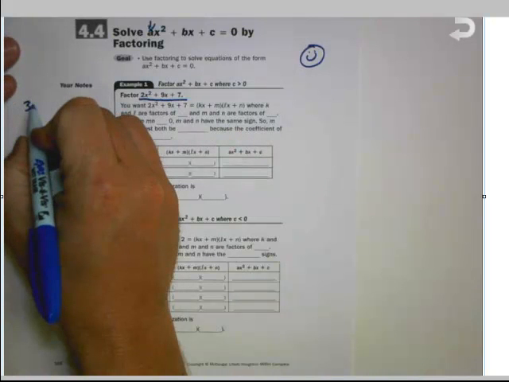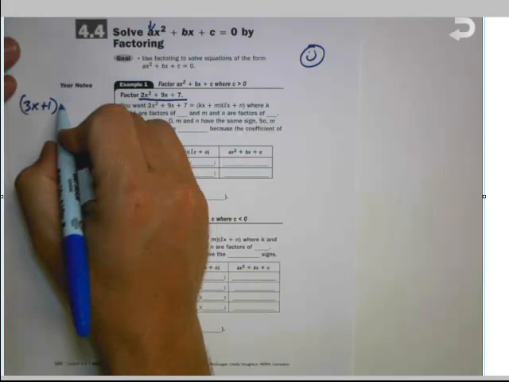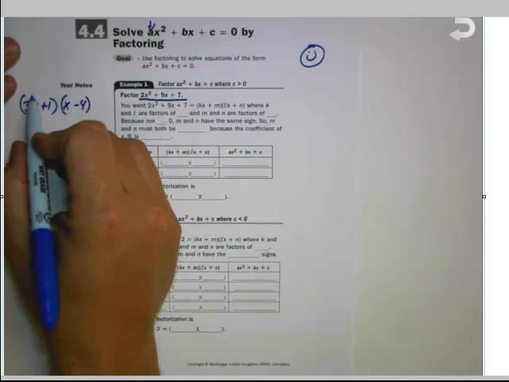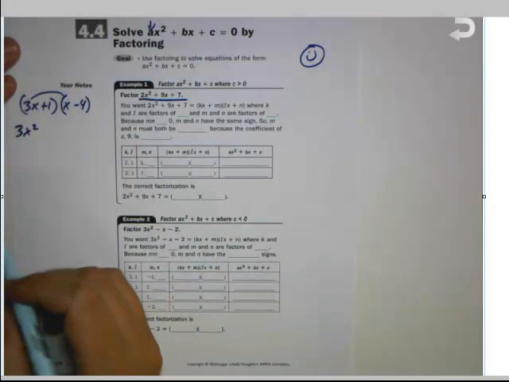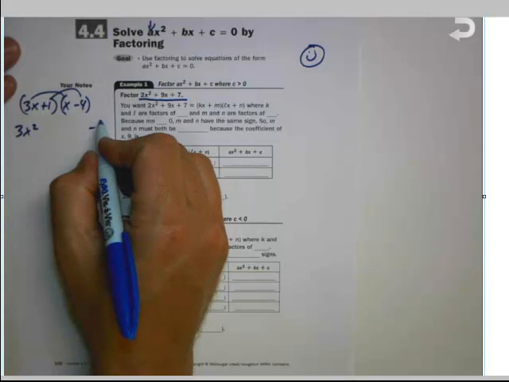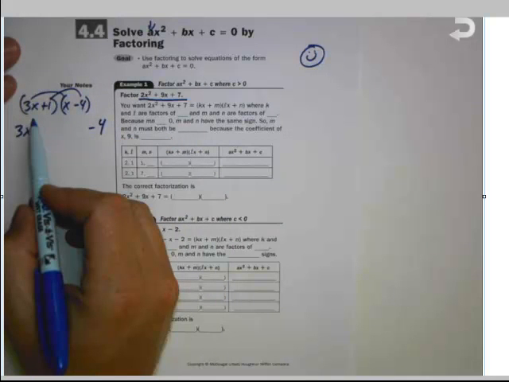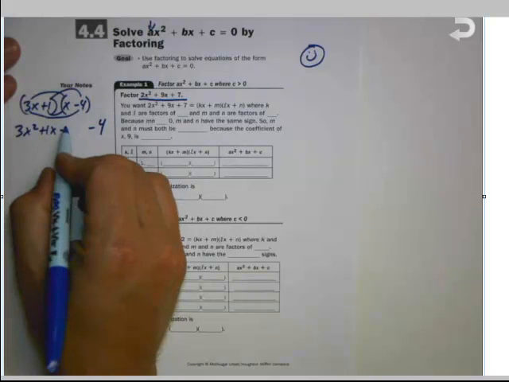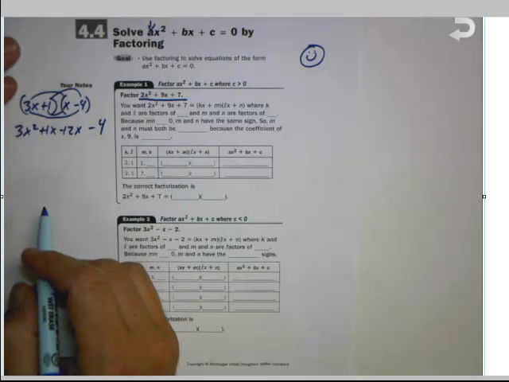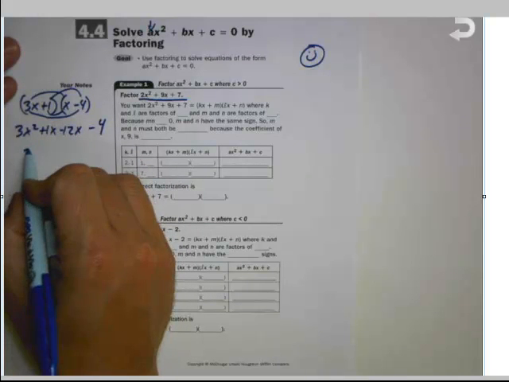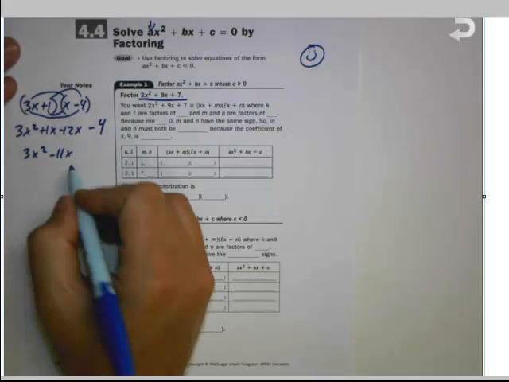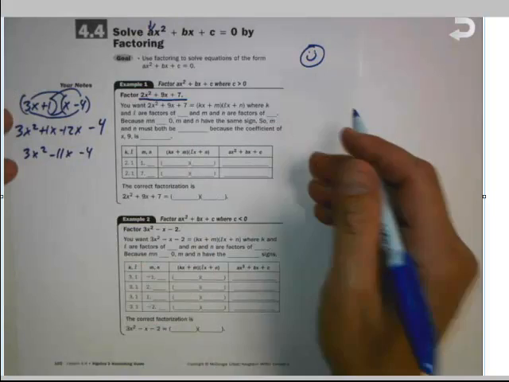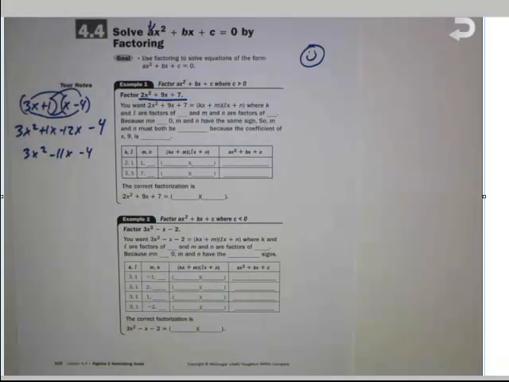If you have something like 3x plus 1 and x minus 4, when you do the first, you get 3x squared. That makes sense. When you do the last, you get the negative 4. That's fine. But when you do the insides you get plus 1x, and the outsides you get minus 12x. And you'll see where that comes into play: 3x squared minus 11x minus 4.